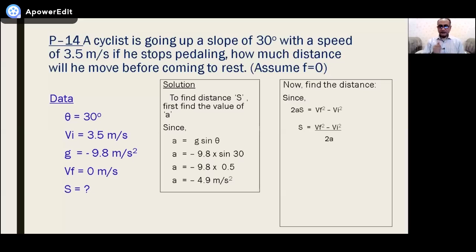Now we substitute the values. What is the value of VF? Check the data. 0, 0 square minus, what is the value of VI? 3.5 square, upon 2 into minus 4.9.